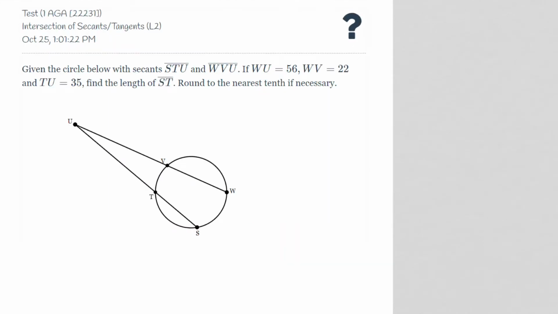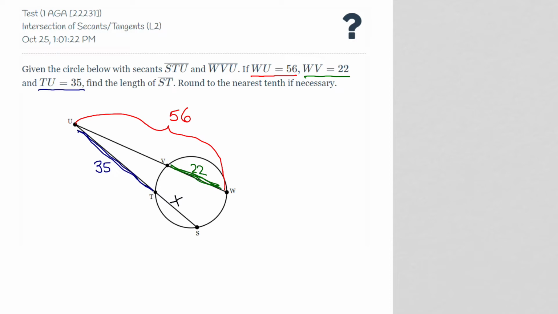Intersection of secants and tangents, level 2. First, I will label all parts. Now that I have all parts labeled, I'm looking for the value of ST. I will use the variable x. I can take 56 minus 22 to give me the segment length of UV. It would be 34. We also need to know the whole length of U to S. That is x plus 35.